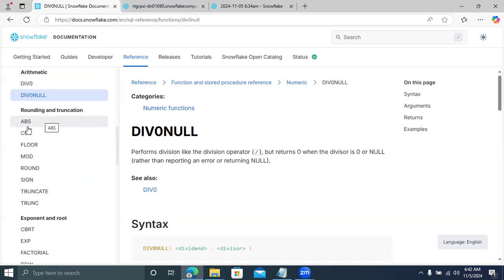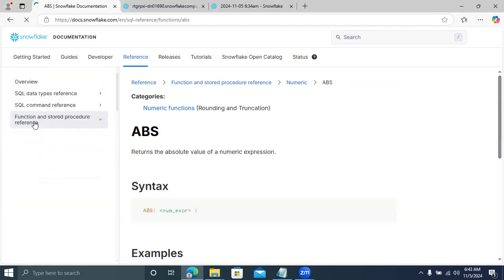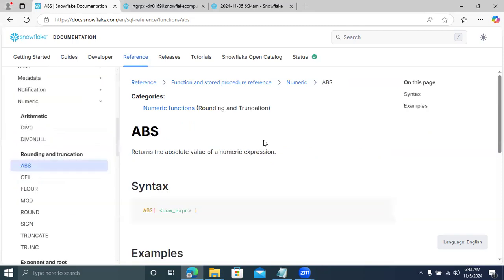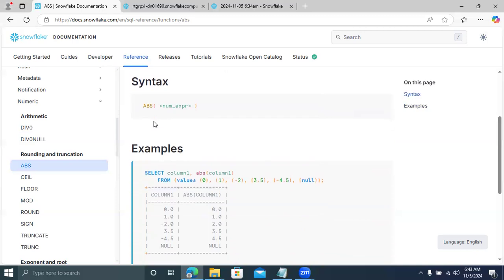These functions are very, very important in transformations. The first one you're going to see is ABS, which stands for absolute value. If you give any negative value, it will convert it into a positive value. That is called the absolute value of a numeric expression. If you give any negative value, it will give you a positive value. That's why it's called the absolute value of numeric expressions.